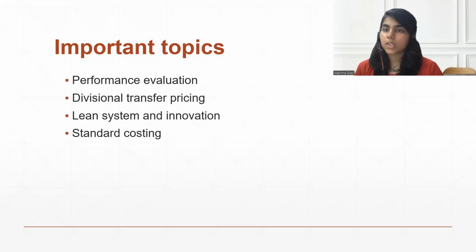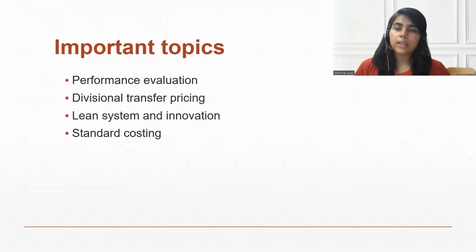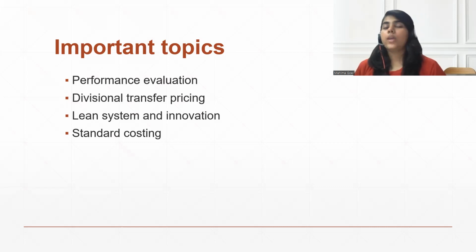Divisional transfer pricing is a very important chapter, and of late, quite tricky questions have been coming from this chapter. Then lean system and innovations, again very important from a theory perspective. There are a lot of important questions, and even from a practical perspective. In standard costing, less focus on theory here, more focus on practical. A lot of people find standard costing quite tricky, but it is a question that will sure shot be asked in the exam. So you need to focus there also.